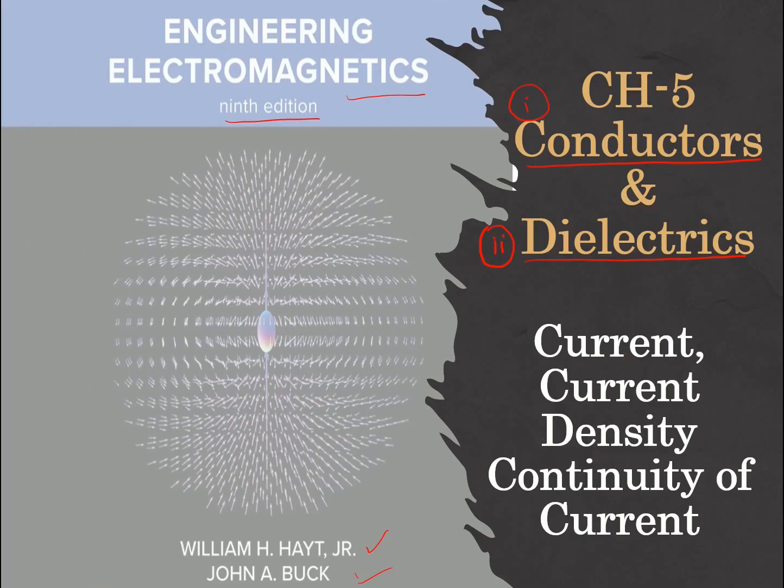Again, with this part of the chapter, we are also going to look at some of the parameters such as electric dipole, permittivity, polarization, and then we are going to conclude with the boundary conditions of dielectric materials.